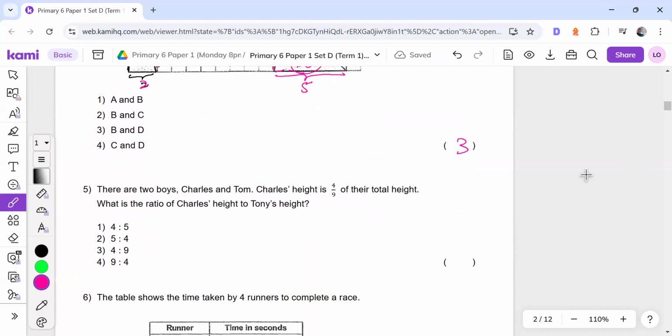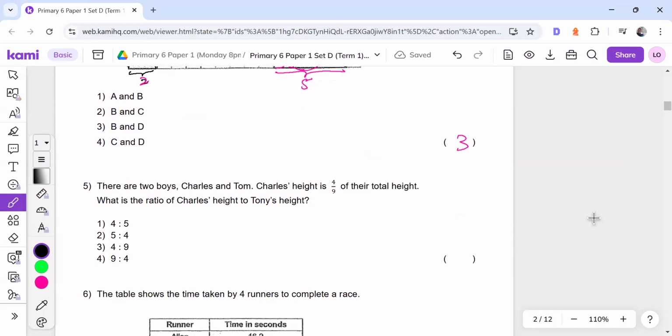Okay, question 5. How do you convert the ratio? If you see a fraction, how to convert to ratio? Numerator points to the first group, denominator points to the second one. So Charles will have 4 and the total will be 9. And then how to convert the ratio? You must make sure that in your ratio, everybody is inside the ratio. So Charles will be 4 and then Tom will be 5.